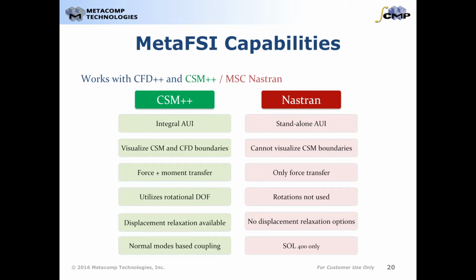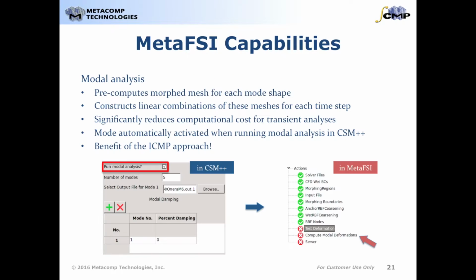Let us now explore this important capability in a little more detail. For a transient analysis, CSM++ gives the user the option of running a modal analysis. With the help of MetaFSI, the same capability is extended to a transient FSI analysis. Here, MetaFSI pre-computes the morphed mesh corresponding to each of the structural modes and constructs a linear combination of these meshes for each time step, based on the appropriate generalized coordinates determined at that time step. This significantly cuts down on the computational time of the morphing process.